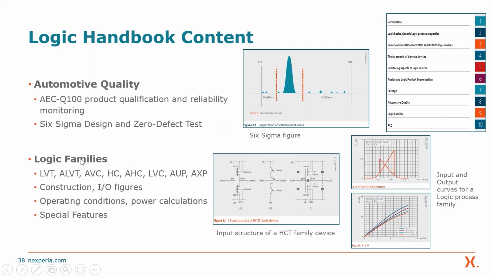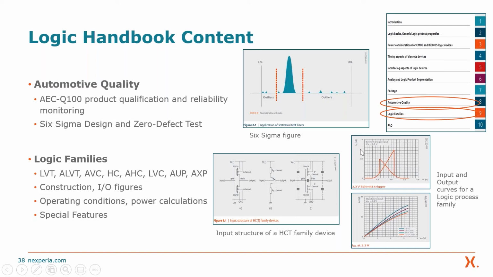Then in the logic family chapter, we cover the most important and most popular process families like LVT, ALVT, AVC, and until AXP. And there we explain internal aspects like how the IOs are constructed, and very important and very useful, and covering many questions from support, is that we have illustrated all input and output behavior curves here.